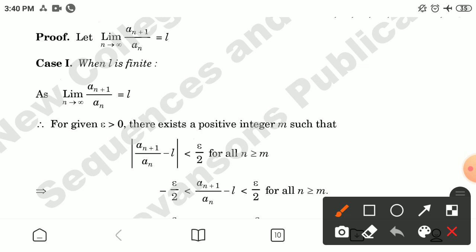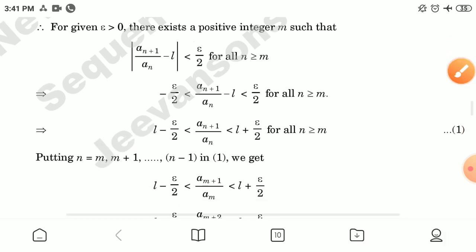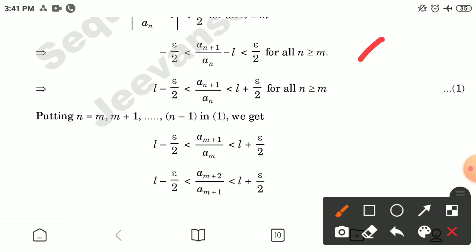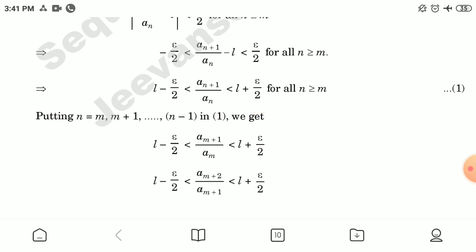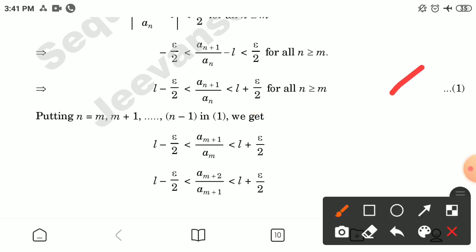we first suppose that the limit of A(n+1)/An as n tends to infinity is equal to L. Case first, when L is finite. Using the definition, for a given epsilon there exists a positive integer m such that |A(n+1)/An - L| is less than epsilon/2 for all n greater than or equal to m, or A(n+1)/An is between L - epsilon/2 and L + epsilon/2. Marking this as number 1.